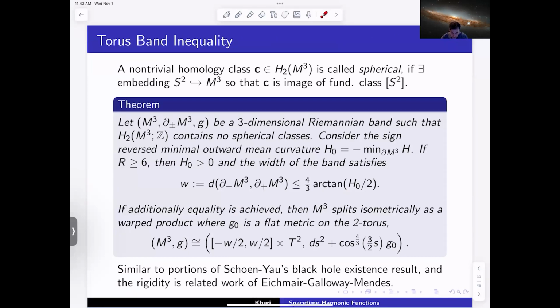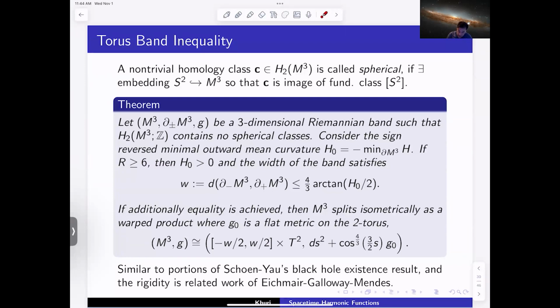using spacetime harmonic functions. The idea is that we have a general Riemannian band. This is just a three-manifold with a decomposition of the boundary components into different pieces, one positive, one negative, just to give them names. And we assume that the second homology has no spherical classes, again, to help with the topology of the level sets. And then, assuming that the scalar curvature is positive with the usual lower bound of 6, we have a precise estimate for the width, the distance between the two boundary components, in terms of the minimum mean curvature of the boundary.